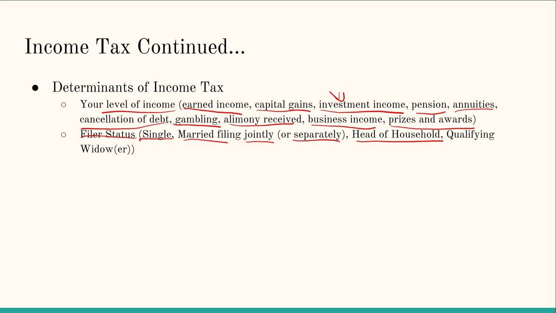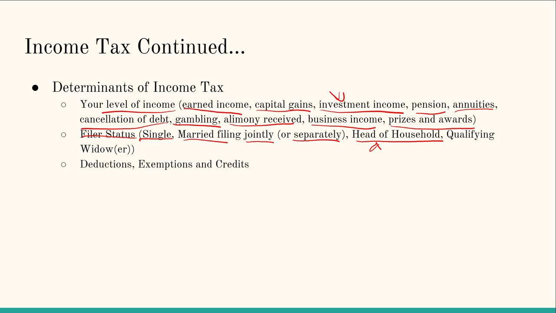Head of household is kind of a similar thing. If you're taking care of children or if you're taking care of elderly people, you end up paying less tax. And qualifying widow or widower, you get certain benefits for doing that.